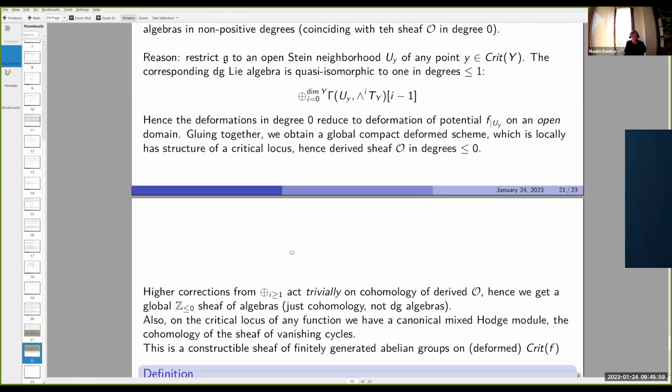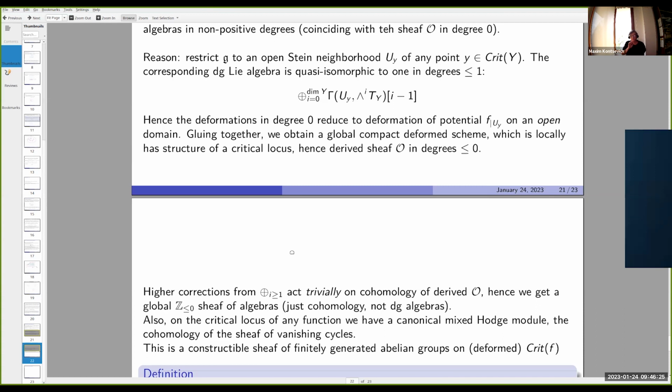Yeah. So we get our canonical deformed scheme, actual scheme, with some auxiliary negative components of O. And then, because this locally looks like a critical locus of some function, we have a canonical mixed Hodge model. It's a homological sheaf of vanishing cycles.